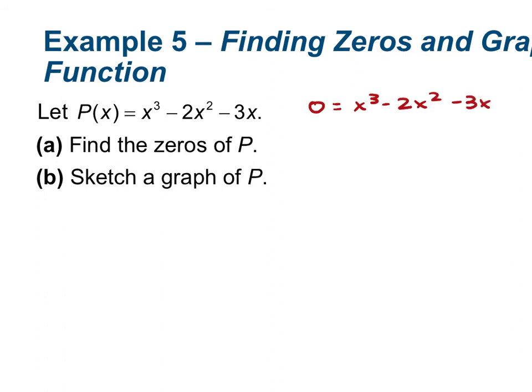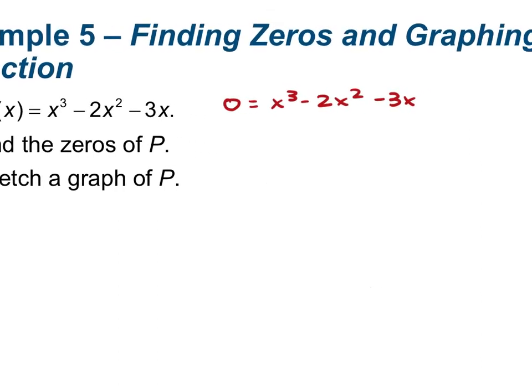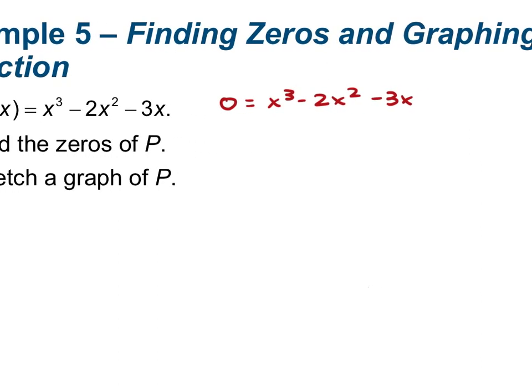From here, factor. That x cubed minus 2x squared minus 3x has a greatest common factor of x, so I can factor out an x from all of these first. It's going to leave me with x times x squared minus 2x minus 3 is equal to 0.